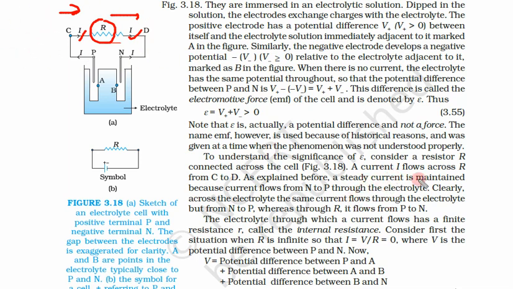Now what happens? As explained before, a steady current is maintained because of the flow from N to P through the electrolyte. So this is very important. A current is flowing from P to N outside, but just to maintain this current, some current also has to flow from N to P. There must be a current which is flowing from N to P to maintain this current. So that is the point here.